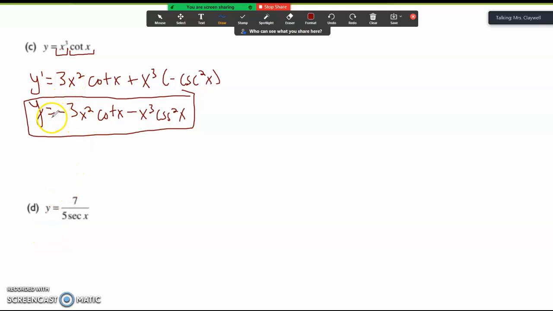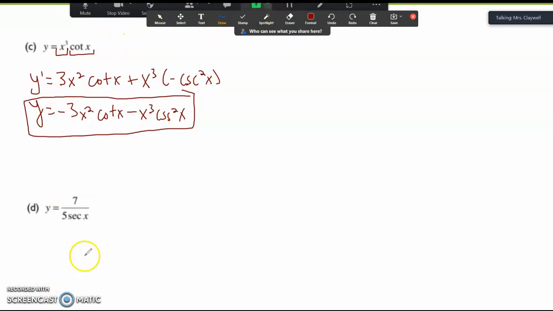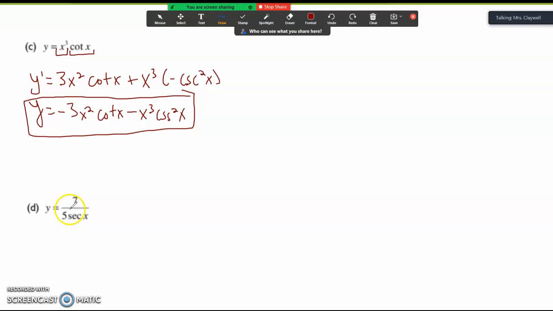So there wasn't really a more efficient way to do that one. That one is what it is. This one, I can rewrite as 7/5 times 1 over secant x.